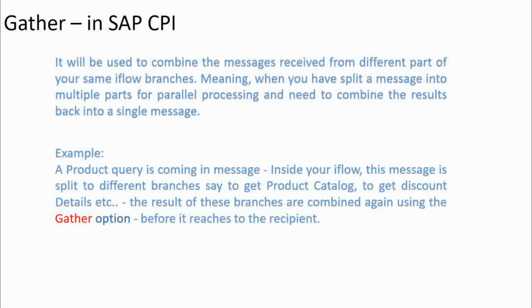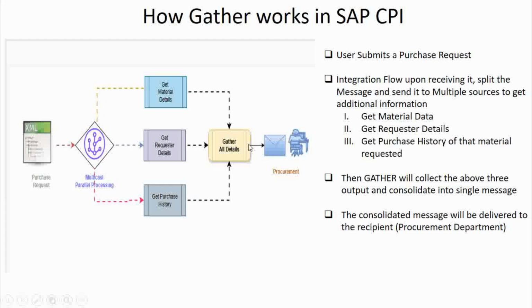After that, the results of those branches are combined again into a single message using a gather option. Then it will reach a recipient. Hope you got the idea. Okay. Now let us take this example. This is what we are going to take as a case study in our demonstration. Before that, I will explain what we are going to do.